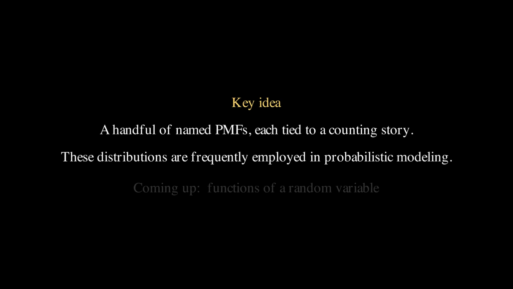So there is our gallery: Bernoulli, binomial, Poisson, geometric, uniform, 5 distributions, each tied to a counting story, and the binomial folding into the Poisson in the limit. Next, we'll take a random variable and transform it and follow what happens to its PMF.